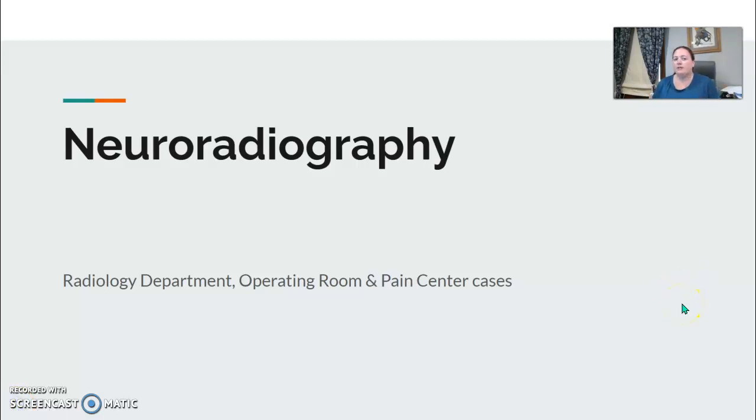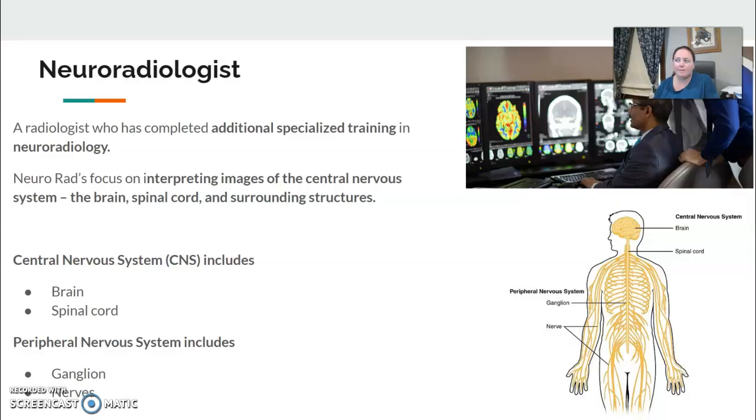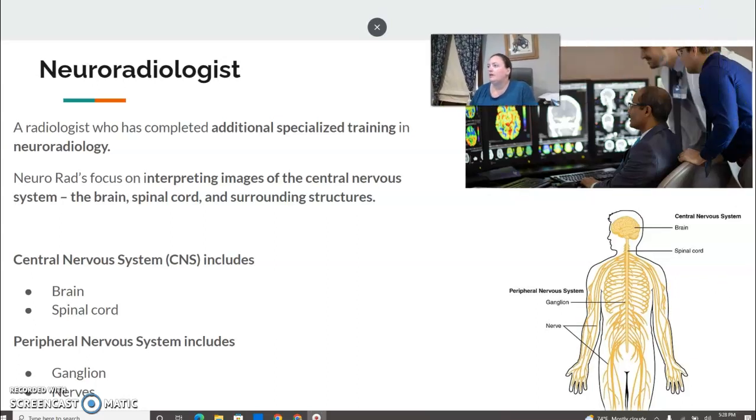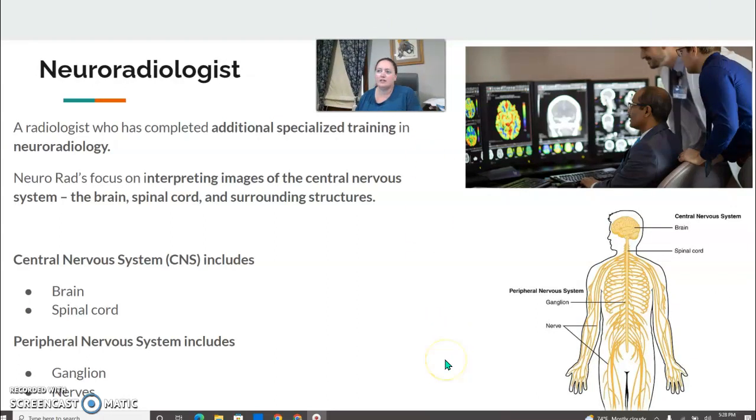Right, this week we're covering some neuroradiography related to spine imaging that you might be doing in the radiology department, in the operating room, or say a pain center. A neuroradiologist is a radiologist who has specialized training in neuroradiology. So they interpret images of the central nervous system, essentially the brain, the spinal cord, and any surrounding structures. The central nervous system includes the brain and spinal cord, and then the peripheral nervous system is your ganglia and nerves.